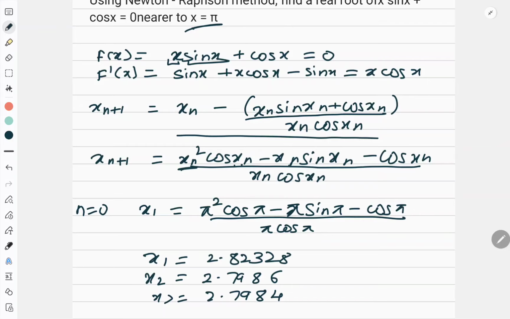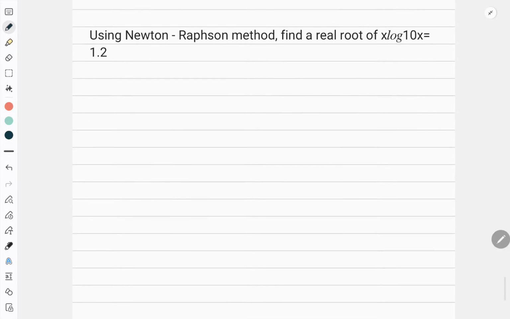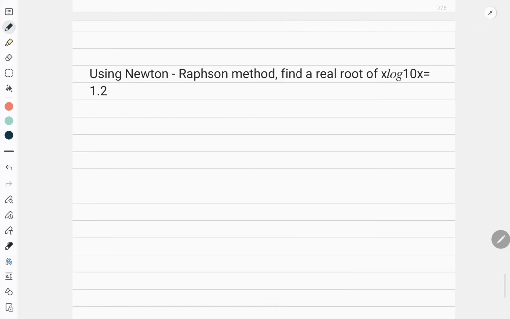So what is the next question? Let us see. Okay, the next question is going to give you a little pain. Not pain, it is a different question. Now see, what is the question? I'll write x log base 10 of x, minus 1.2 equals 0. It is not log 10x, it is base 10. And x0 is 1.2.